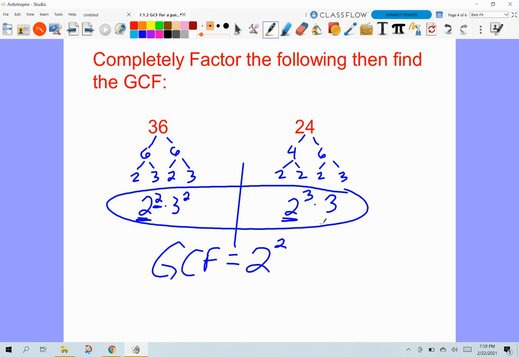And then I'm going to have to bring down a common 3. Now I can't bring down a 3 squared because there isn't a second 3 here under the 24. So my common factors are 2's and 3's. So my greatest common factor is going to be 2 squared times 3, which is just 12.